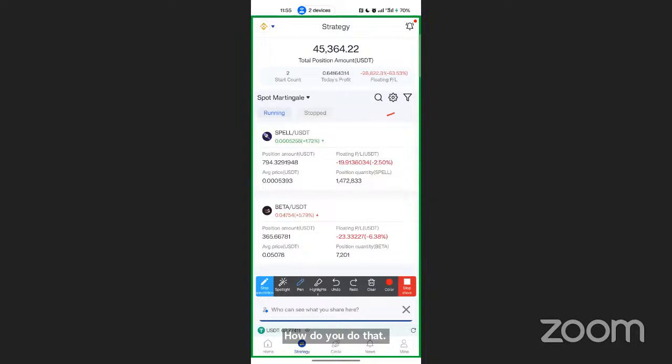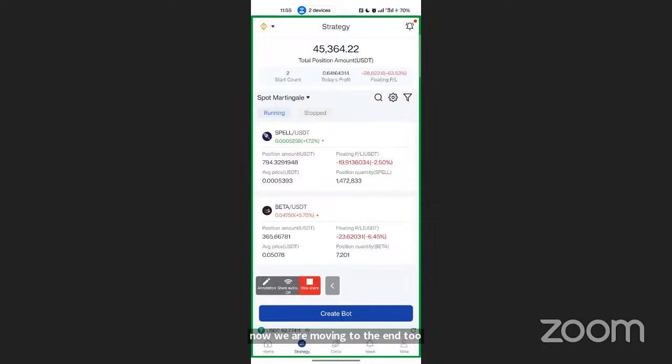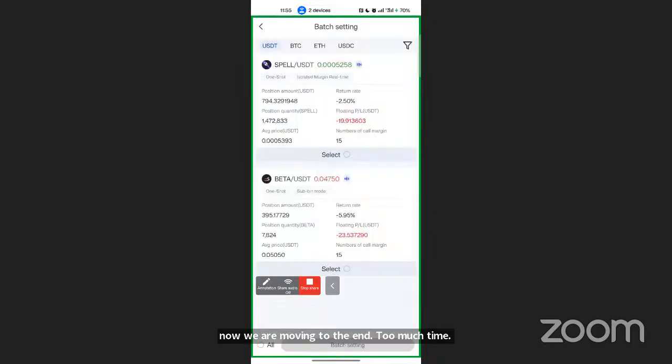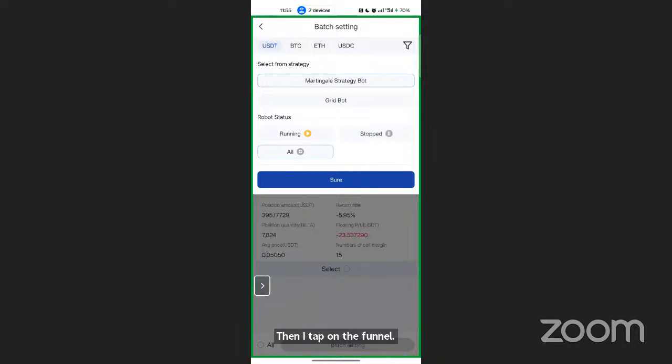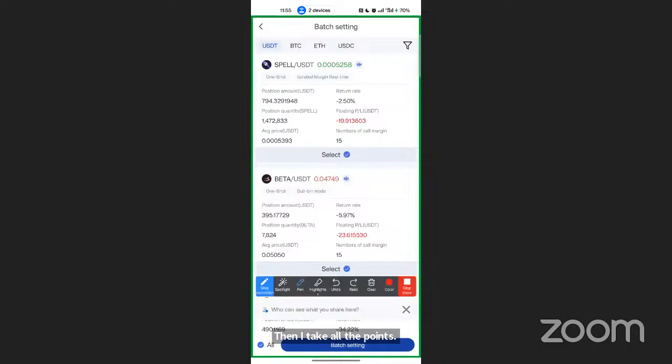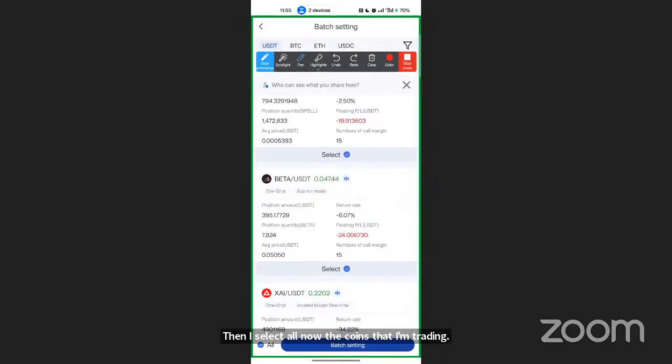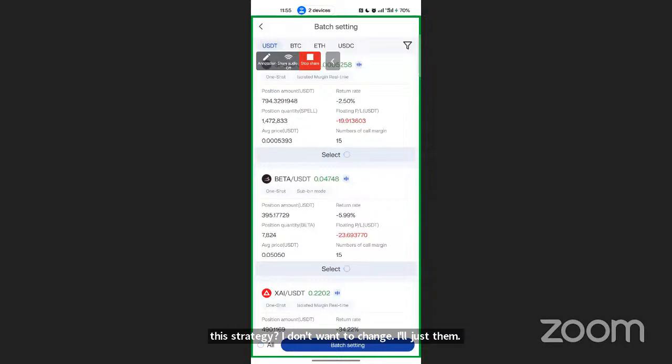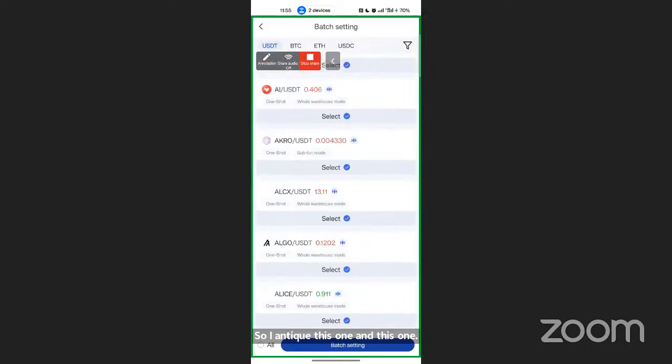I'll tap on setting. Are we following? Give me a yes in the chat if you are following, because now we are moving to the end. I've taken too much time. So I'll tap here. Then I tap on the funnel. Then I tick all the coins. Then I select all. Now the coins that I'm trading, whose strategy I don't want to change, I'll just untick them. So I untick this one and this one. The rest will remain. You see?